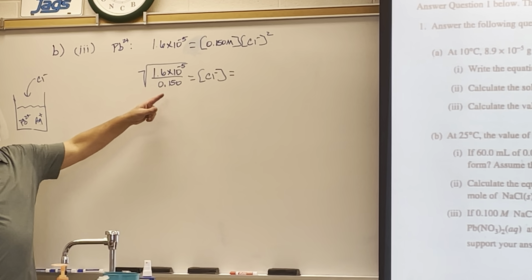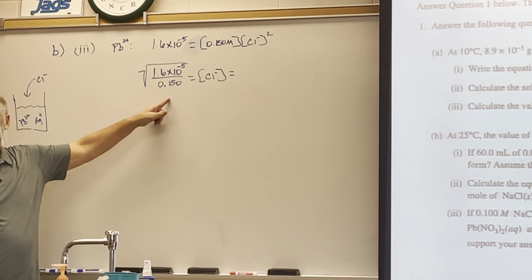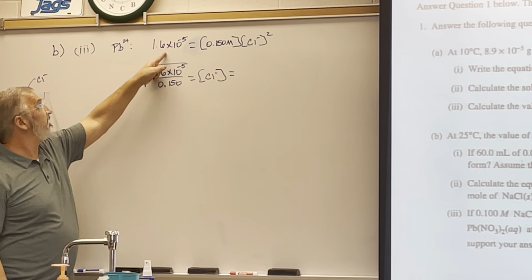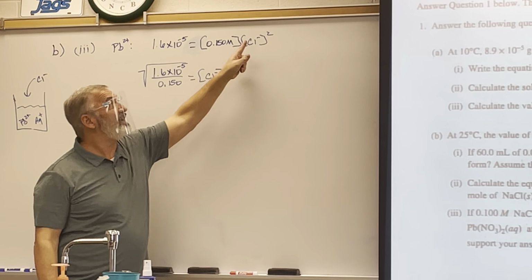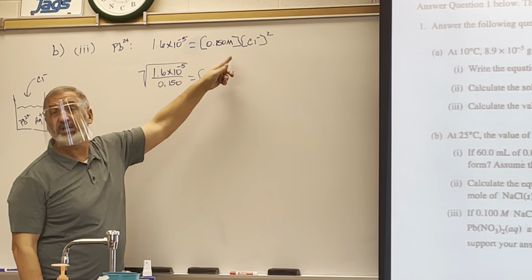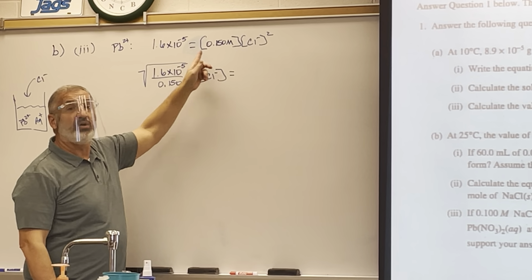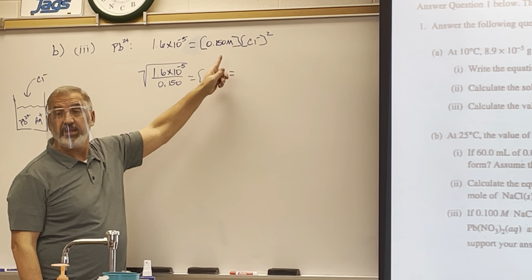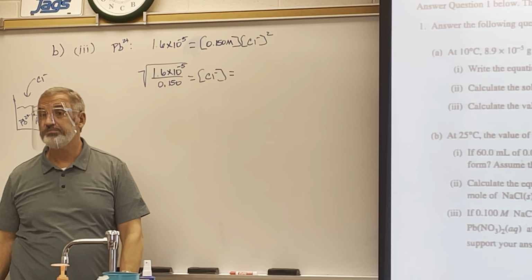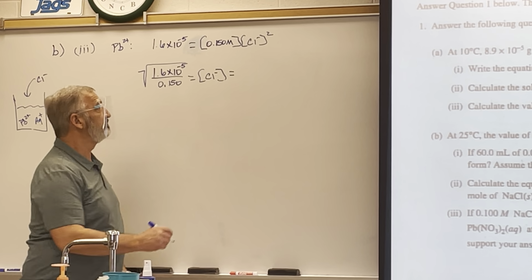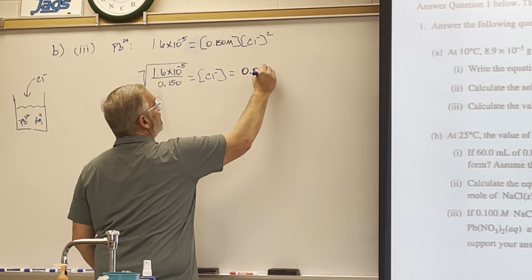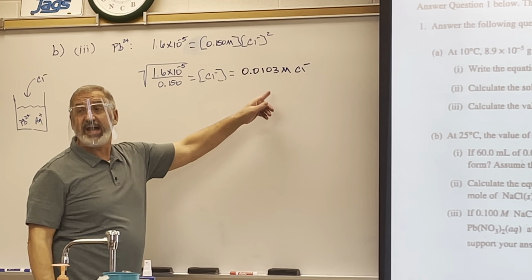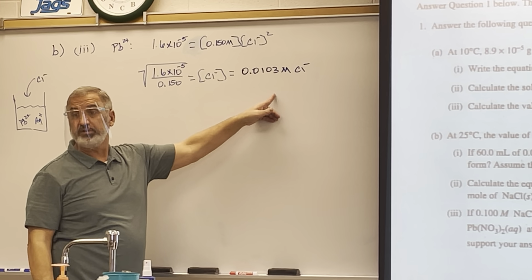I'm just finding out what the chloride ion concentration has to be for a precipitate to form. I know the Ksp, I know what lead is. This times this cannot exceed this value; when it does, a precipitate forms. So I'm finding out what chloride ion concentration is necessary. And it turns out to equal 0.0103. Okay? So anything greater than that is going to cause a precipitate to form.